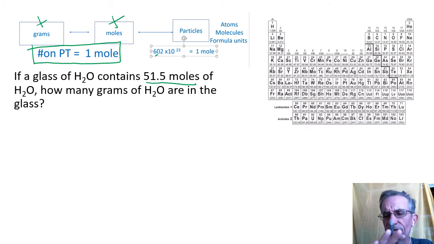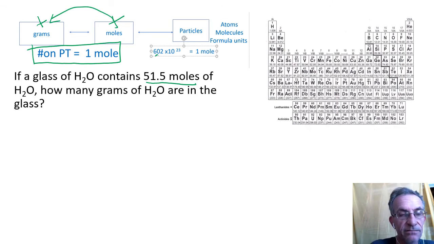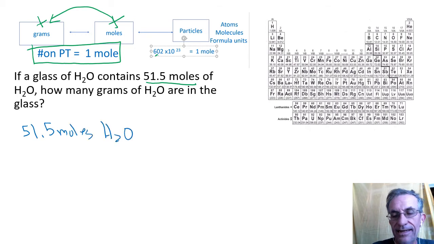All right, so you're going to have to know, when do I use the periodic table? When do I use Avogadro's number? Moles to grams, that's the periodic table. Let me go ahead and write down the number I'm given. We're converting 51.5 moles of water, and I want to know how many grams of water.